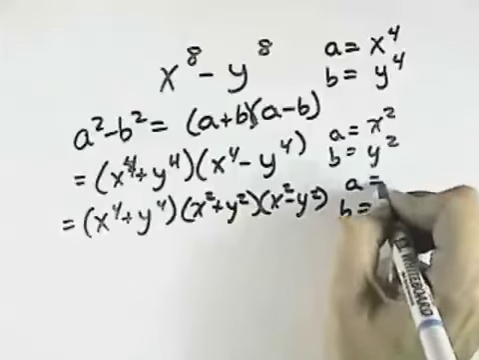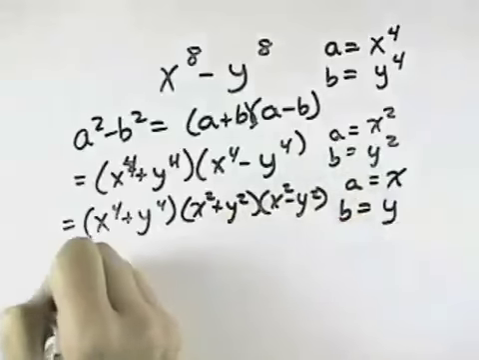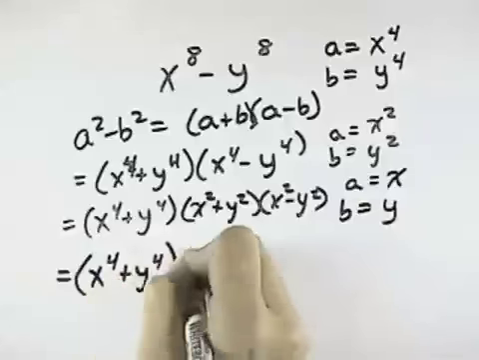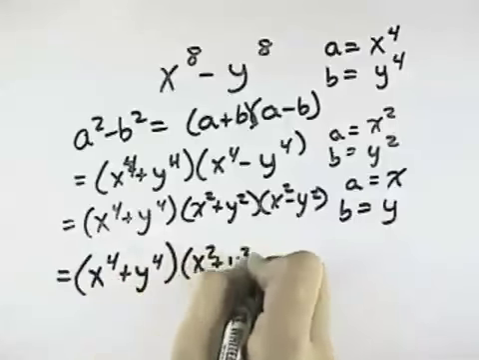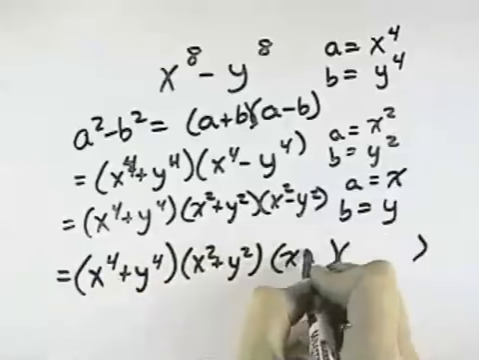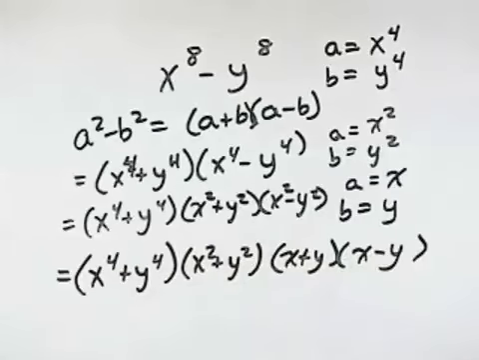So I identify the a and b again. The square root of the first term this time is x. Square root of the last term this time is y. So our first factor remains the same. Our second factor remains the same. But our third factor can be broken down to the difference of squares again, which is the sum and difference of the square roots, and it's now finally factored completely.